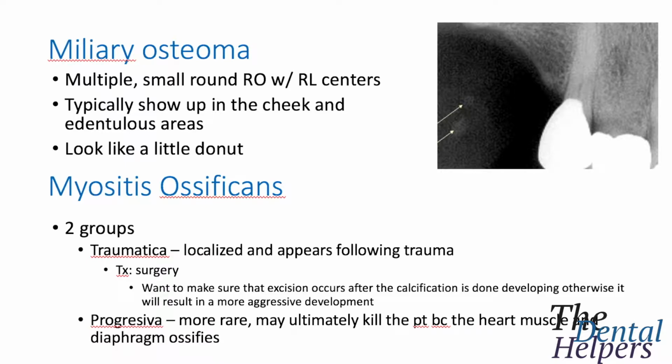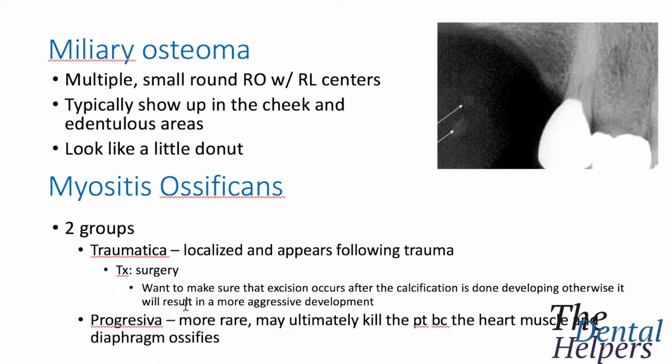Now, if we look at miliary osteoma, these are going to be multiple small, round, radio-opaque lesions with radiolucent centers. Kind of think of a donut. So if we look back here, we see this exact representation. It's kind of hard to see that it's donut shaped, but it's circular, and in the center it's kind of empty.